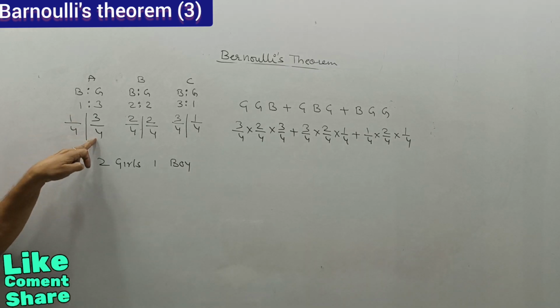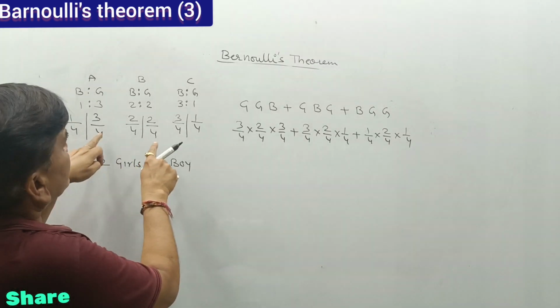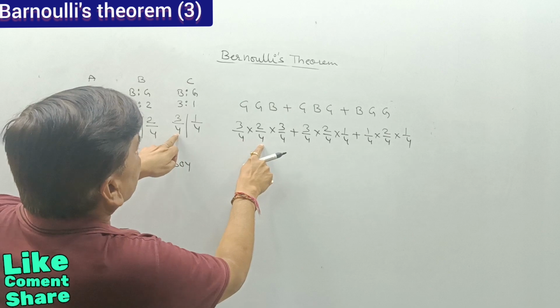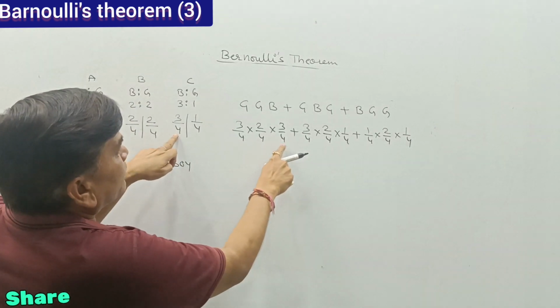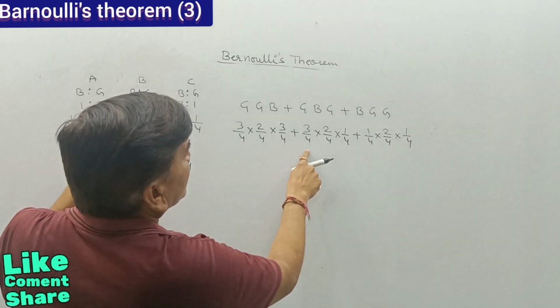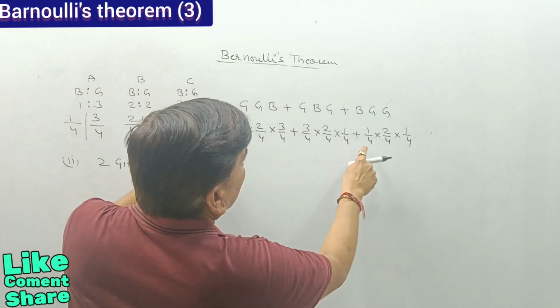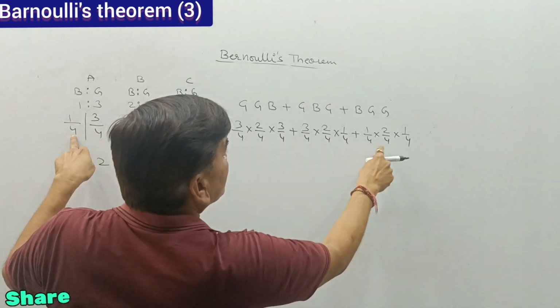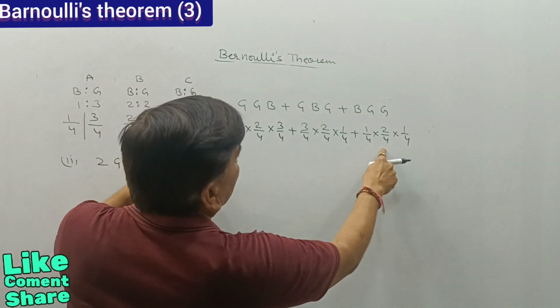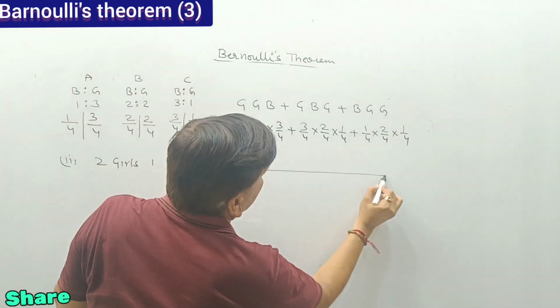This is the girl. First one girl, second one girl, third one boy. First one girl, second one boy, third one girl. First one boy, second one girl, third one girl. So that is 64.